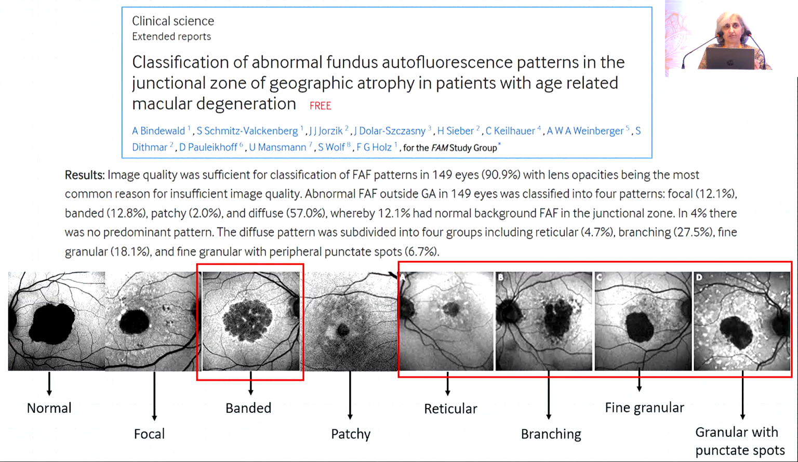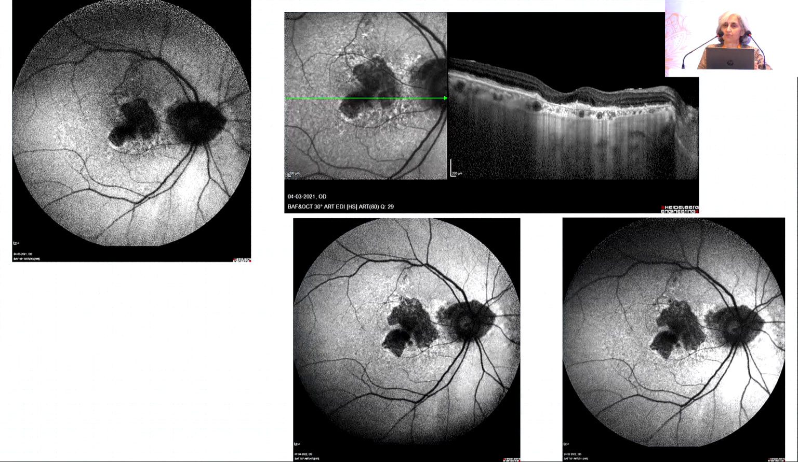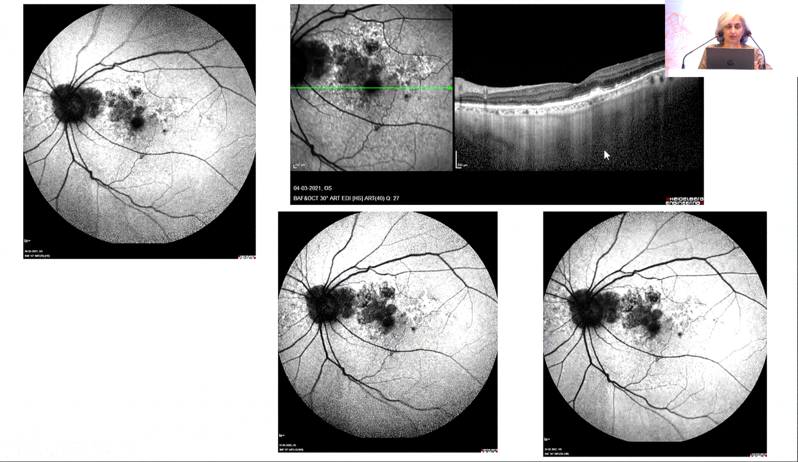Autofluorescence, we all know, is a very easy way to study atrophy, and there are various patterns of autofluorescence. The banded and reticular diffuse pattern is more likely to progress to GA. This is one of my own patients whom I'm following for a period of years. If you look at the autofluorescence pattern here, and the autofluorescence pattern here about 2 years later, you see that the area of autofluorescence is definitely increased, and there are some patchy abnormalities at the border. And you look at this hypertransmission on the B-scan OCT.